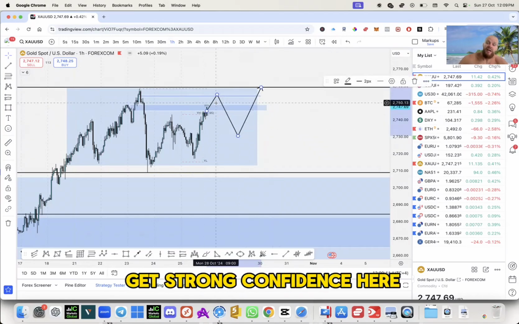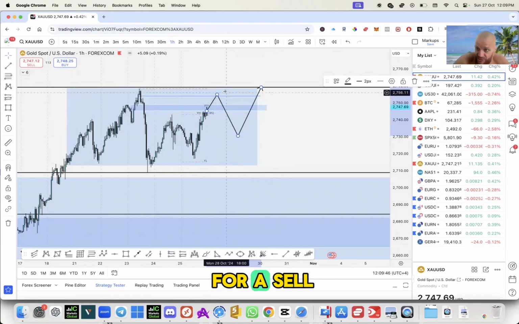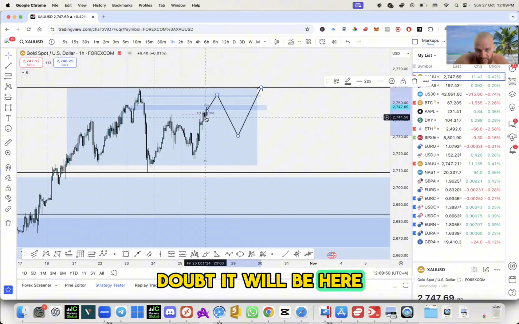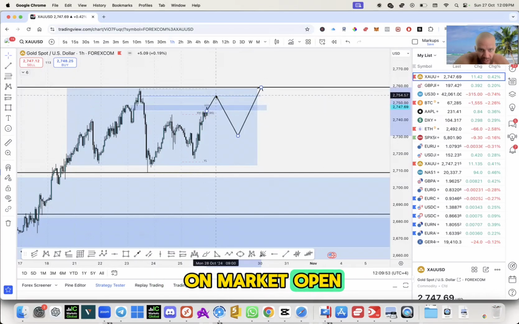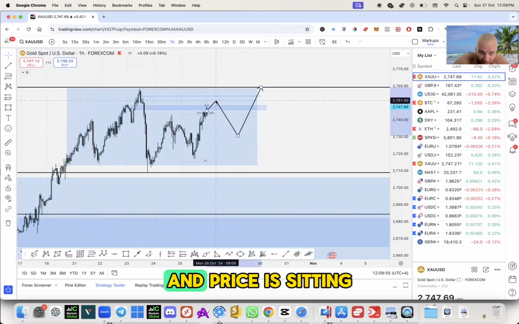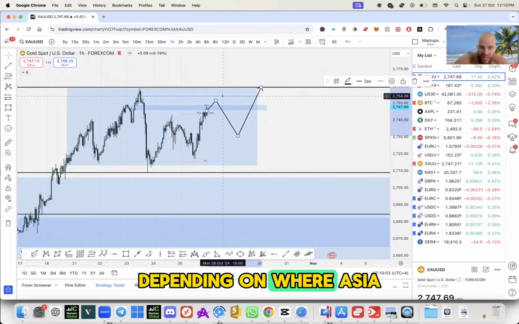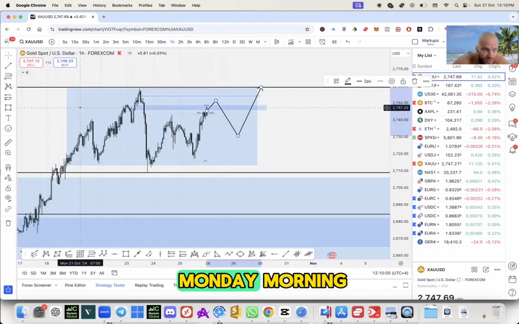Now, if we do get strong confidence here for a sell, if we do get an A plus confirmation, I will look to sell from here or here. Doubt it'll be here because I guess price is going to push up on market open. But if we come into Monday morning and price is sitting just below that, we might look to take a limit depending on where Asia range is coming into Monday morning.